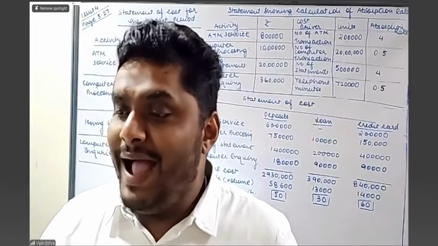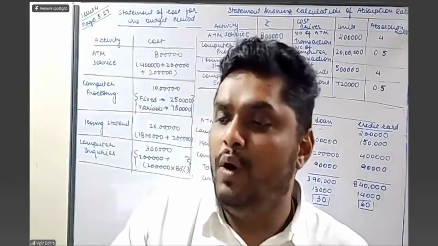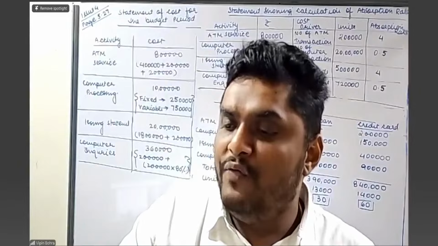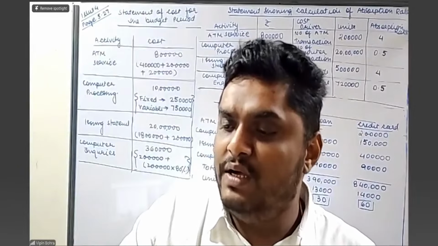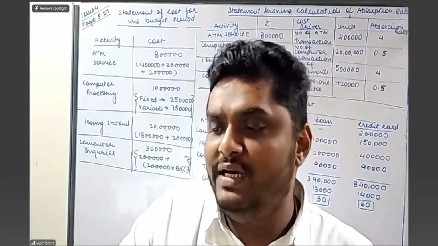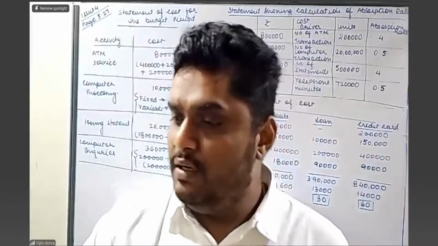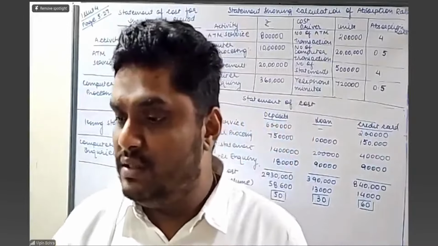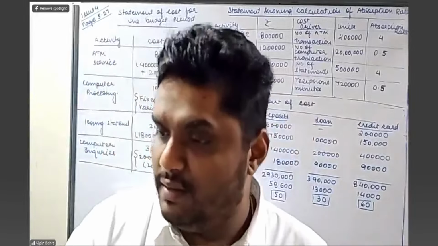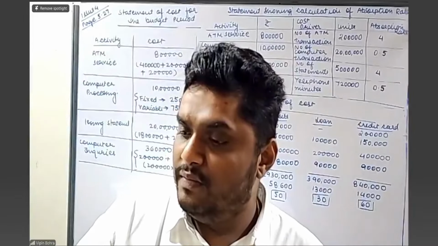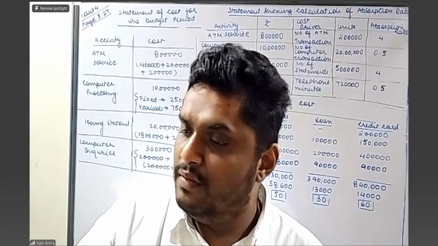See, the actual drivers and their budgeted quantity are given below, right? Number of ATM transactions are 1,50,000 for deposits, and for credit card it is 50,000, right? Yes sir. Read the question. Don't say yes, sir. First check the question. Number of computer processing transactions, how much is it? Sir, 15 lakh, 2 lakh, 3 lakh.